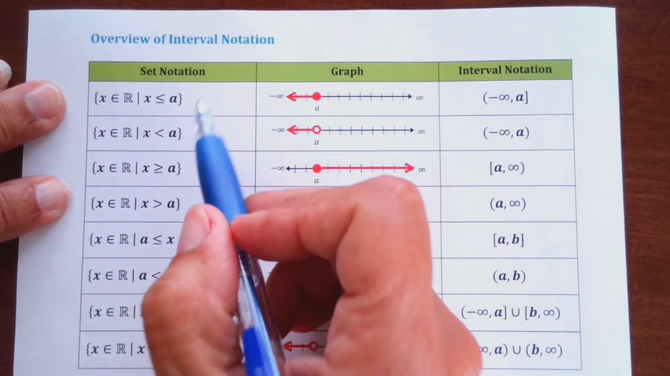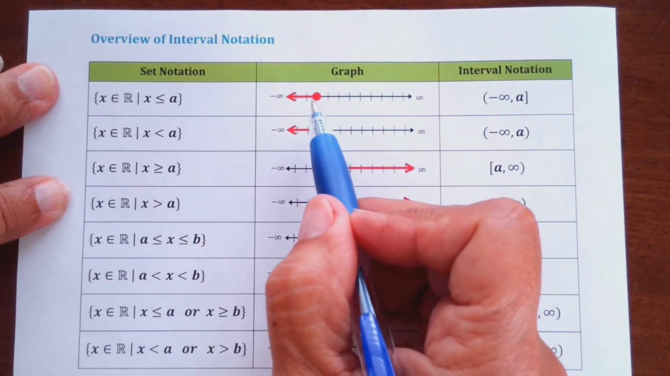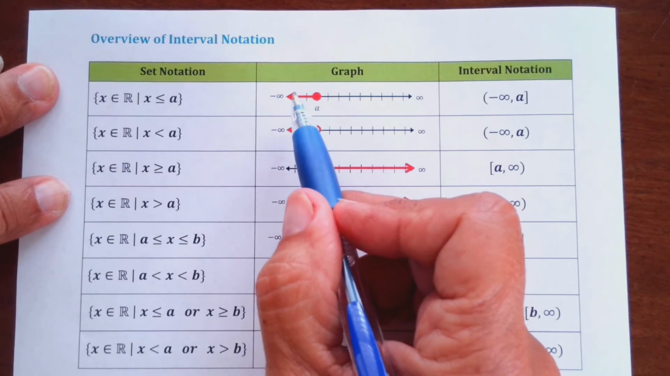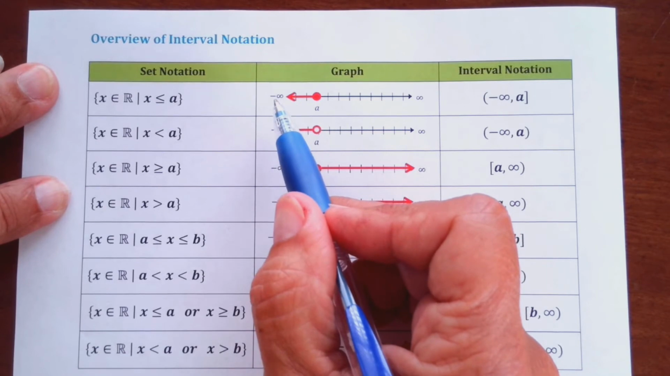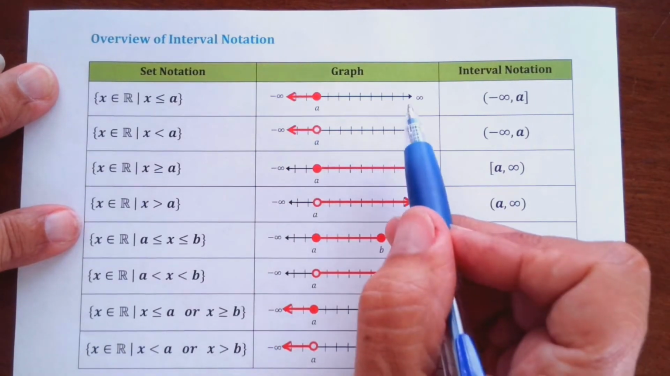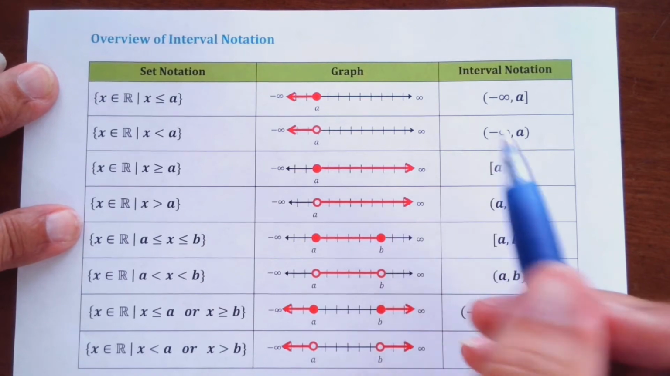On a graph, if you were graphing x is less than or equal to a, it would be a closed circle because you're including it, and you would shade the arrow to the left. When you shade an arrow, that means you're going towards negative infinity on the left-hand side. If you shade on the right-hand side, like this one down here, then you would be going to positive infinity. That would be one of the numbers in your interval.